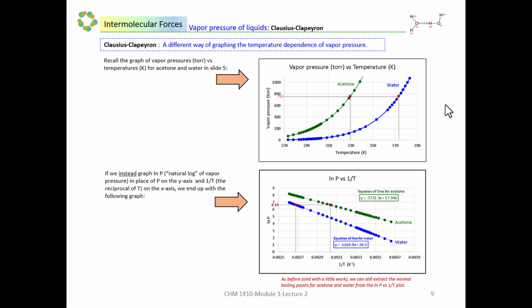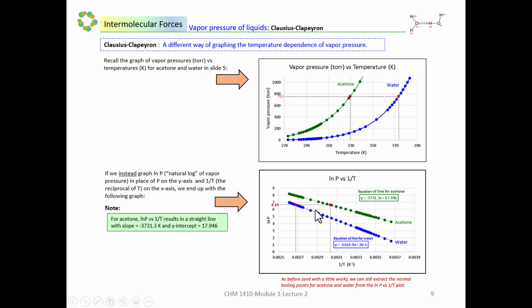Now, if instead we graph the natural log of the vapor pressure, so I have ln of P here, and on the x-axis, instead of graphing Kelvin, we graph 1 over Kelvin, or 1 over T. What we end up with is a graph that looks like this. So what we've done is, again, instead of plotting vapor pressure versus temperature, we plot the natural log of the vapor pressure versus 1 over the temperature. And what we get are two straight lines, one for acetone and one for water.